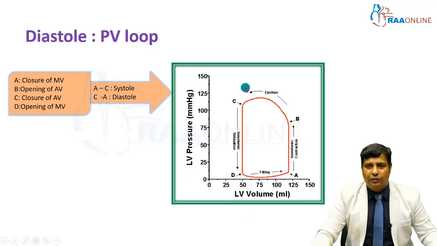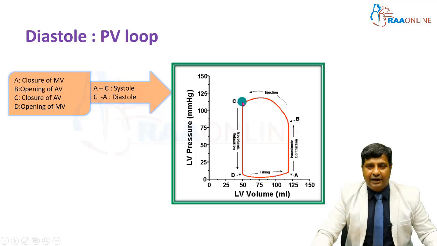This pressure volume loop has multiple points. Let me start with the first one. The starting point is point A, where the mitral valve is closed, so that is the end diastolic period. Once it is done, this is the period of isovolumetric contraction, where there is an increase in the pressure without any change in the volume. B is the point where the aortic valve opens, then ejection happens.